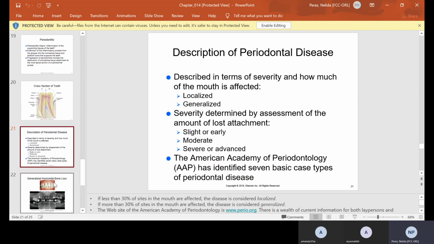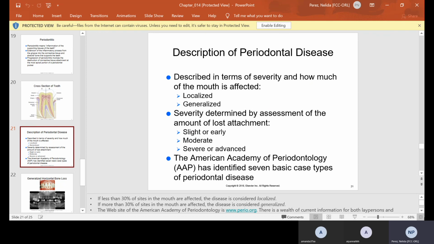Description of periodontal disease: it is described in terms of severity and how much of the mouth is affected. You have localized or generalized. Localized means one spot, and generalized means all over. Severity is determined by assessment of the amount of attachment loss, whether slight or early, moderate, severe, or advanced. The AAP, the American Academy of Periodontology, has identified 7 basic case types of periodontal disease.